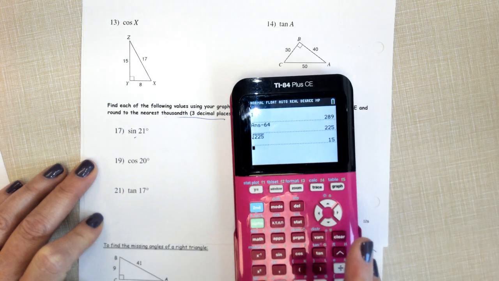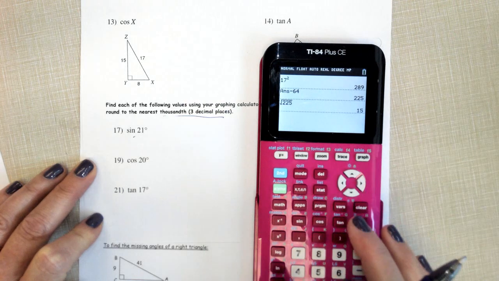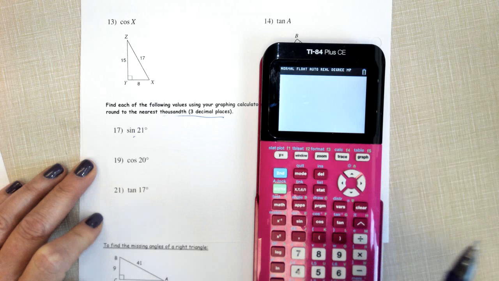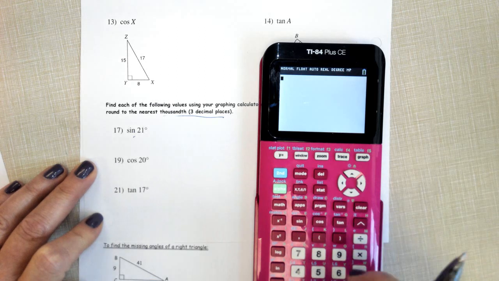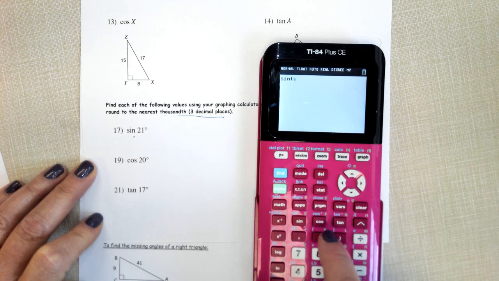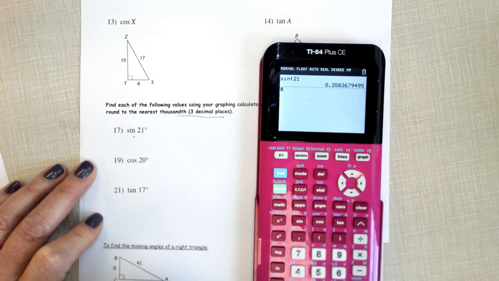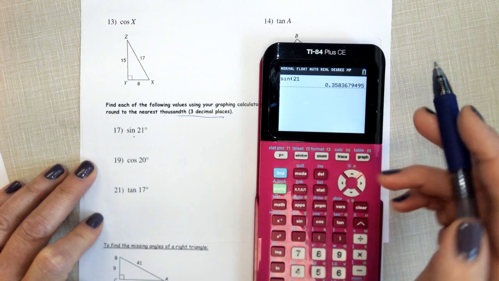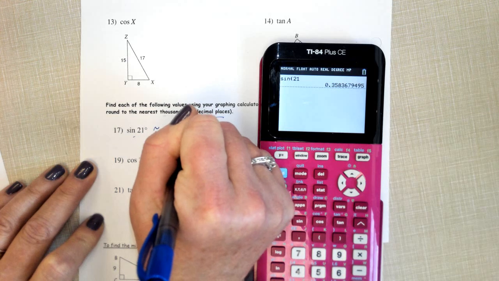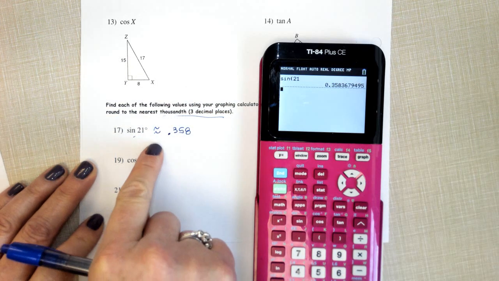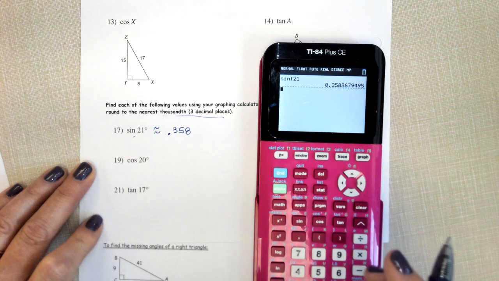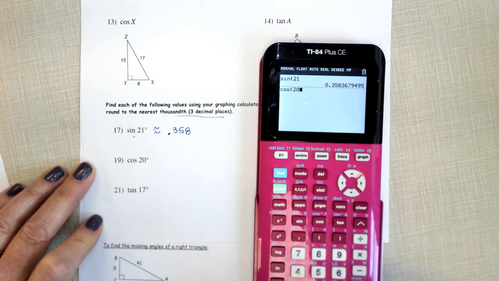So the sine of 21, take out your calculator. Clear up anything you want by hitting second quit. That will clear and get you back to the home screen. Since we're already in degree mode, you're literally just going to hit sine of 21. All right, so 3 decimal places is approximately 0.358. I'm putting a squiggle because this is not exact. The ratio, you would leave exact. An approximation gets a squiggle.